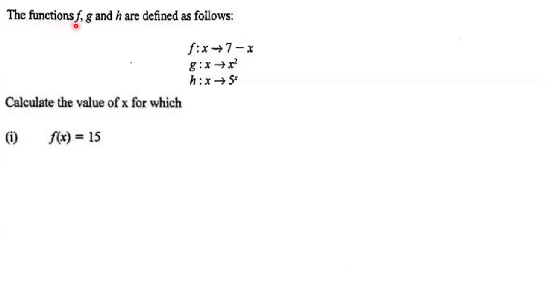The functions f, g, and h are defined as follows. So we have these functions. f is equal to 7 minus x, g is equal to x squared, and h is equal to 5 to the power of x. And our goal is to calculate the value of x for which f of x is equal to 15. Now, what is f of x?